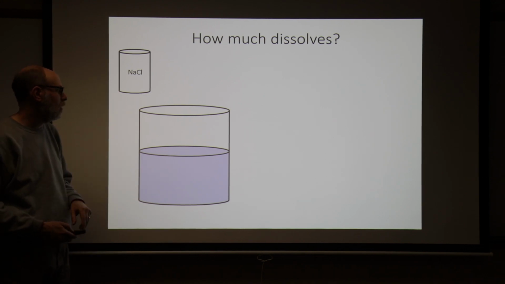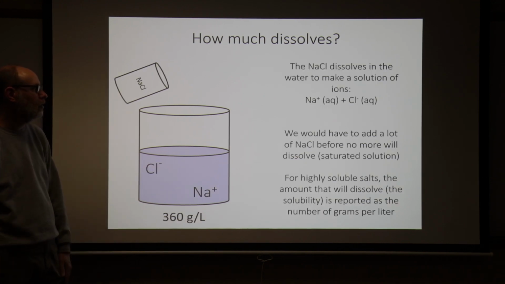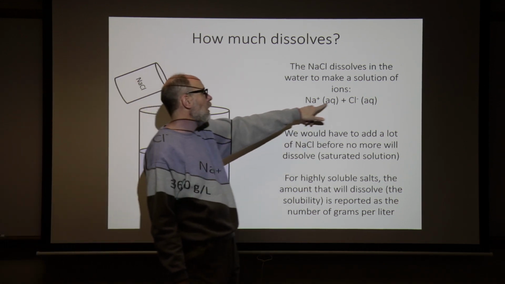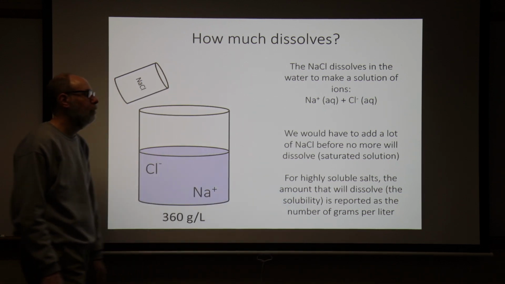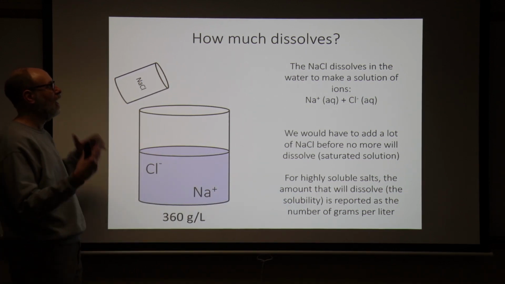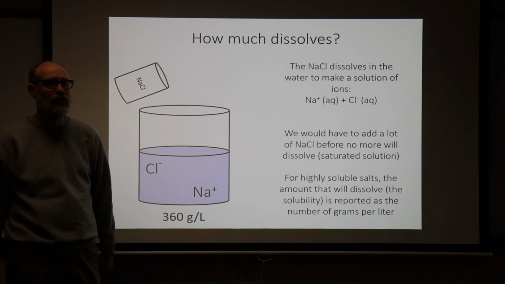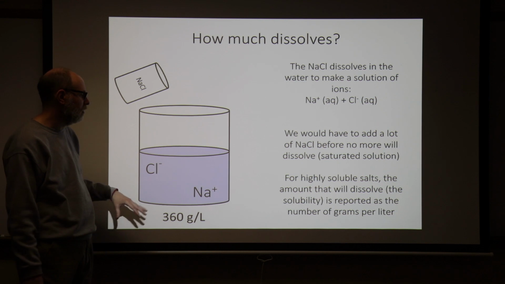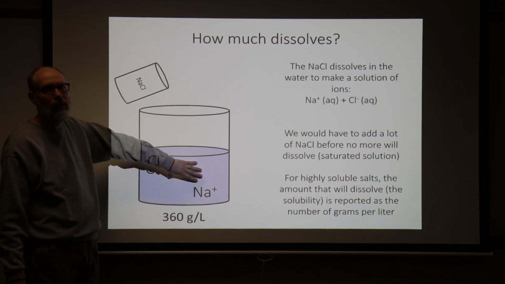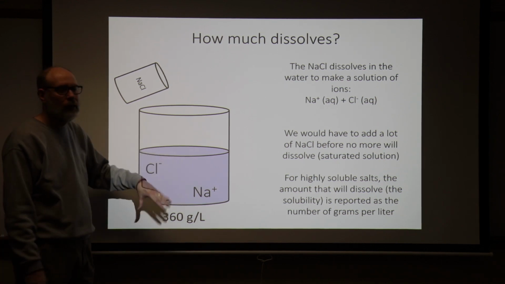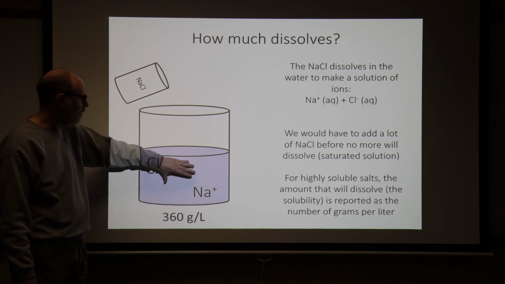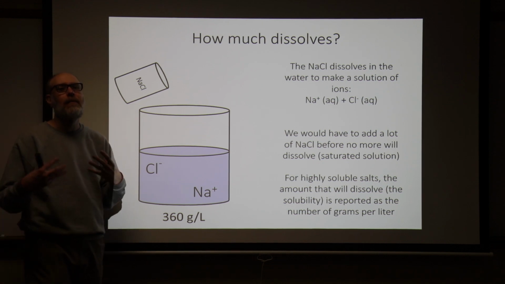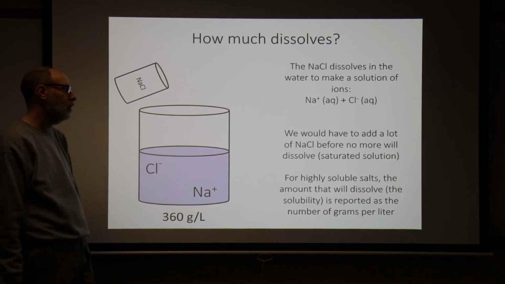So if we take sodium chloride and we start dumping it down in the solution, it's going to dissolve almost immediately to produce sodium ions and chloride ions that we've talked about. Now, this is highly soluble, so a lot of it is going to dissolve. Let's imagine that we've got this beaker with 1 liter of water in it. The amount of sodium chloride that's going to dissolve in that 1 liter is about 360 grams, which is a massive amount. It is highly, highly soluble.